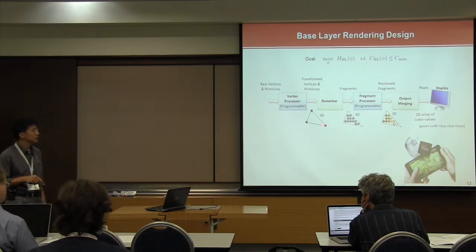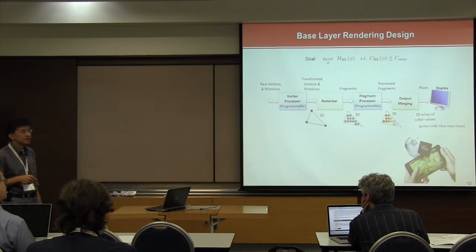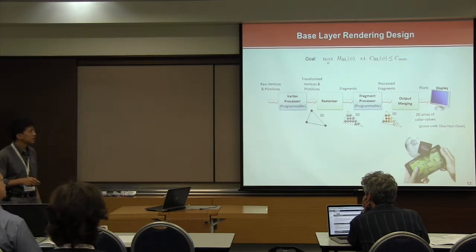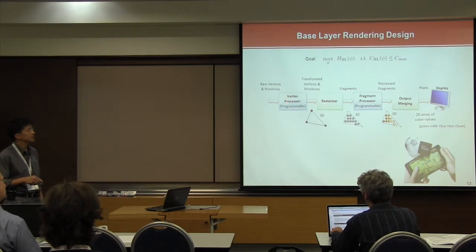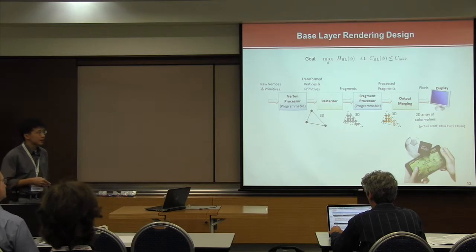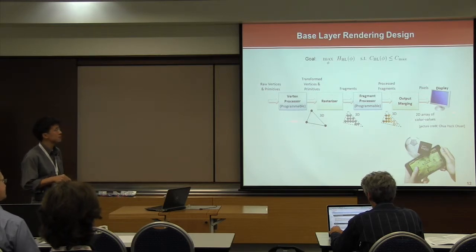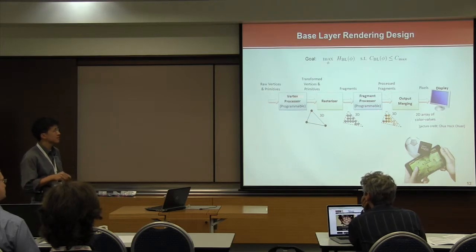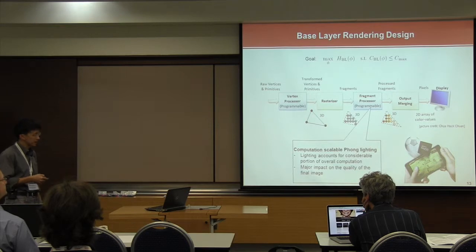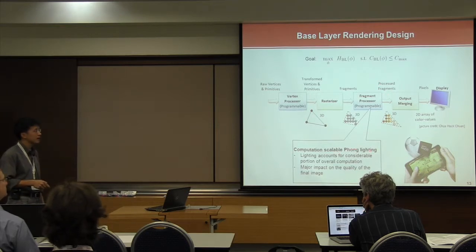This figure shows the modern 3D rendering pipeline, and it is very complicated, involving different stages, including vertex processing, rasterization, fragment processing, and output merging. It is difficult to determine a globally optimal configuration to achieve this goal. In this work, we focus on fragment processing. In particular, we look at Phong lighting.